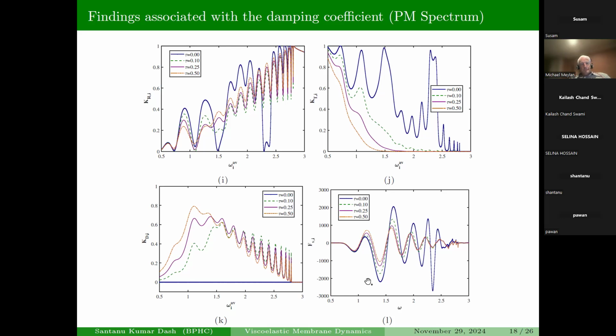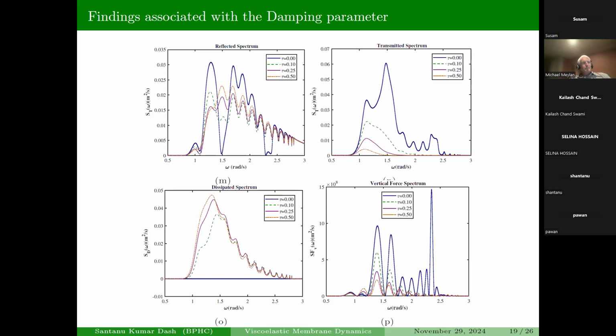And if you look at the force parameter associated with each regular component, it can be seen that for higher damping values, the vertical force is comparatively low. So it is always preferred that the damping parameters should have a good range to effectively dissipate the energy from the random waves. And to effectively understand how that works, the reflected spectrum, the transmitted spectrum, the dissipated spectrum, and the vertical force spectrum can be seen here.